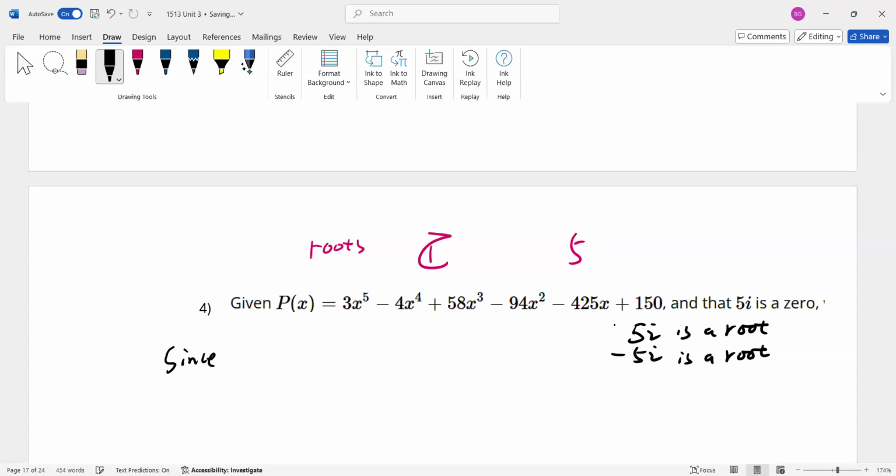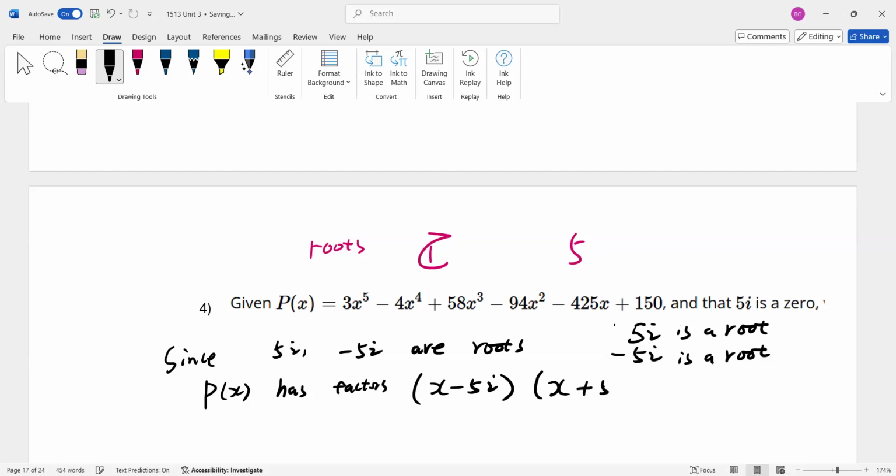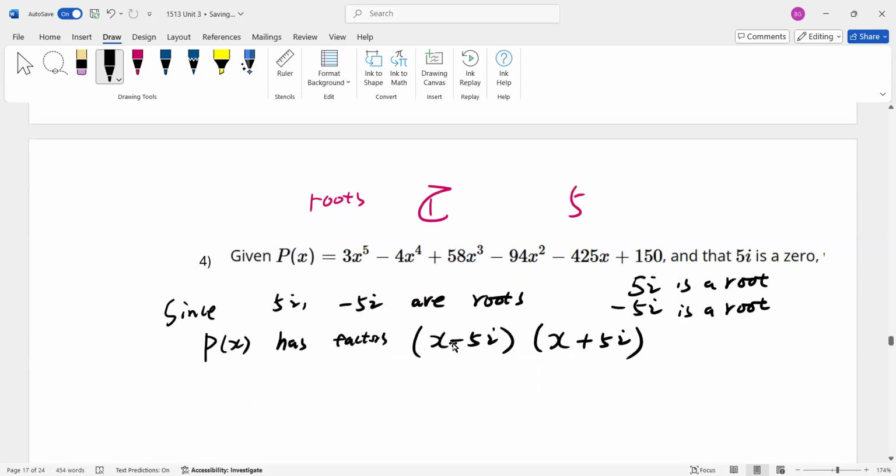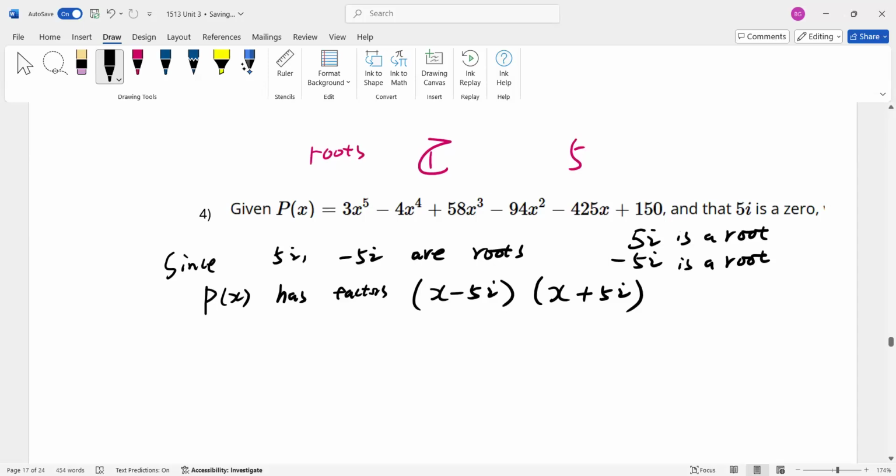That means, since 5i and negative 5i are roots, P of x has factors x minus 5i and x plus 5i. Since they are roots, the polynomial function has 2 factors. One is x minus the first root, the other is x minus the second root. So that is x minus 5i and x plus 5i. And I want to know what that product is.